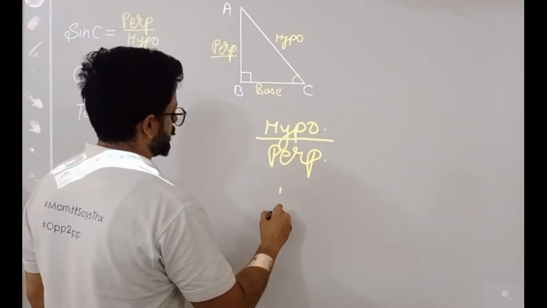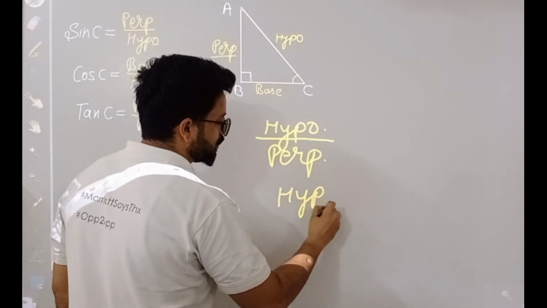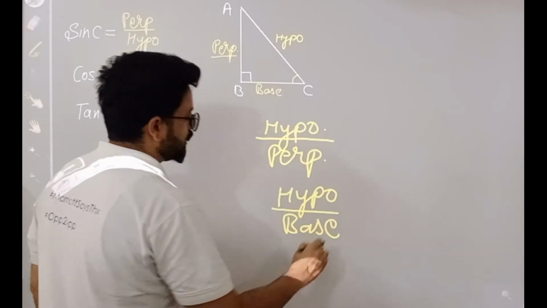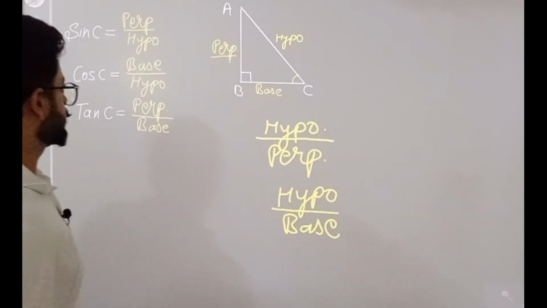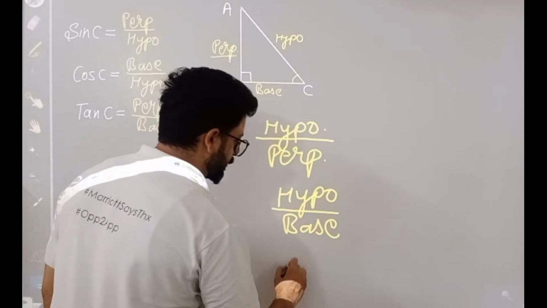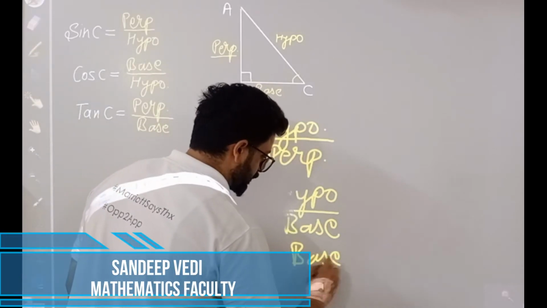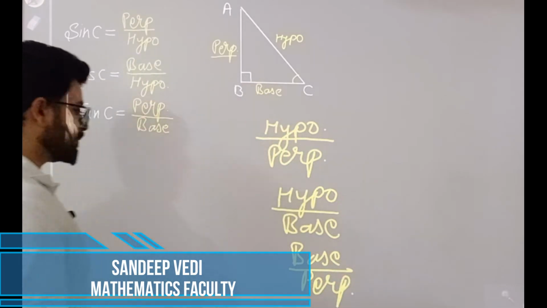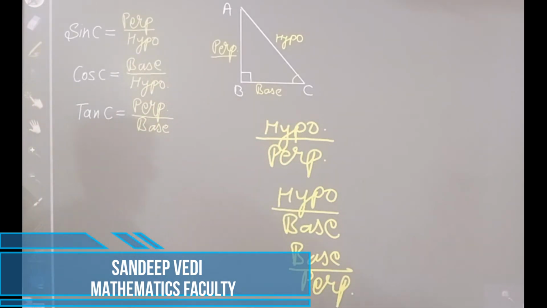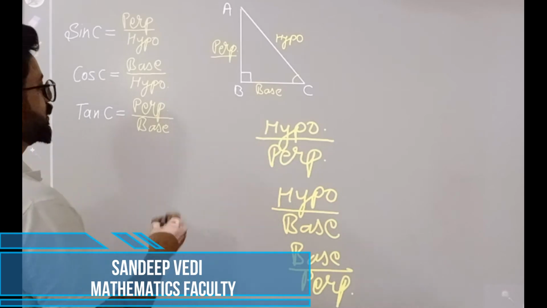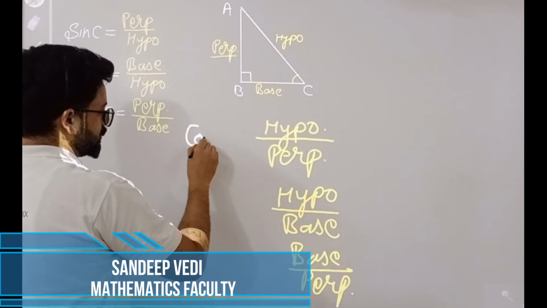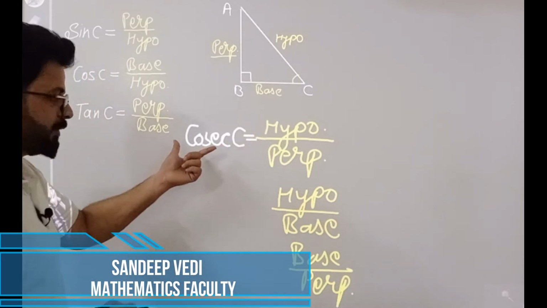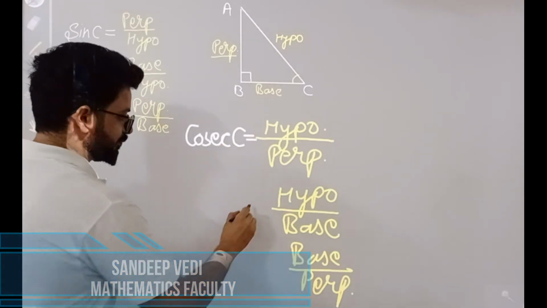Next, hypo upon base, and the inverse of this, base upon perpendicular. Their names are also pre-decided. So this we are calling cosecant. So we write the abbreviation cosec.